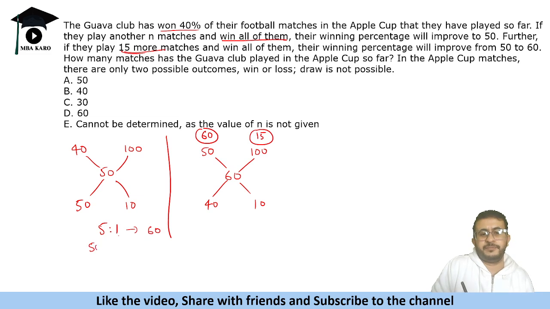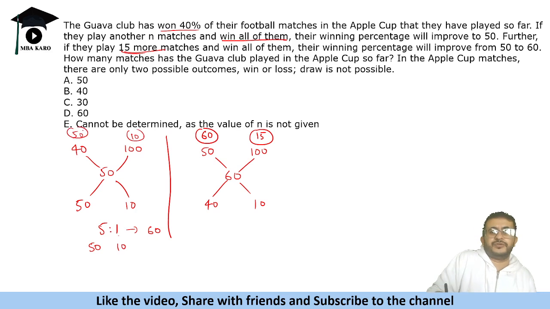That means they have already played 50 matches and they have to play 10 more matches here to make it 60. So it is asking how many matches they have played so far. So they have played 50 matches so far. If they win, n is equal to 10 here. We do not have to tell the value of n. We have to tell how many matches they have played.